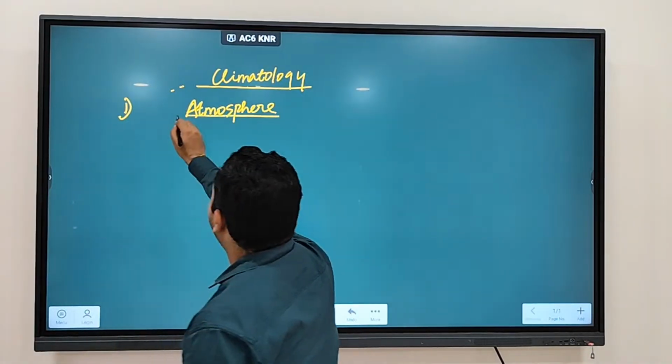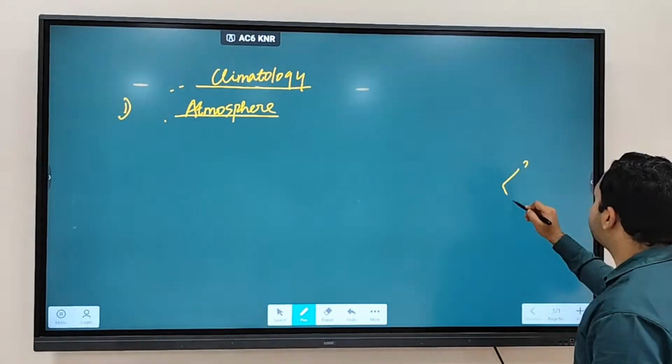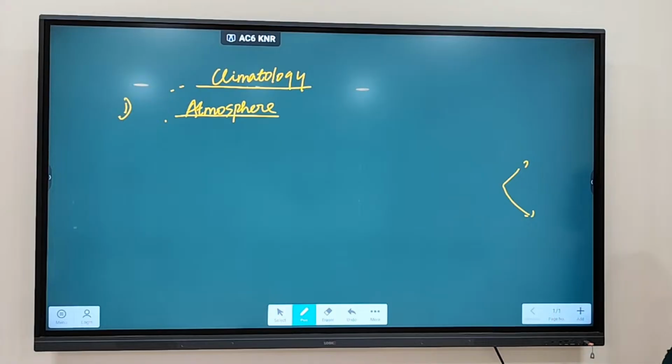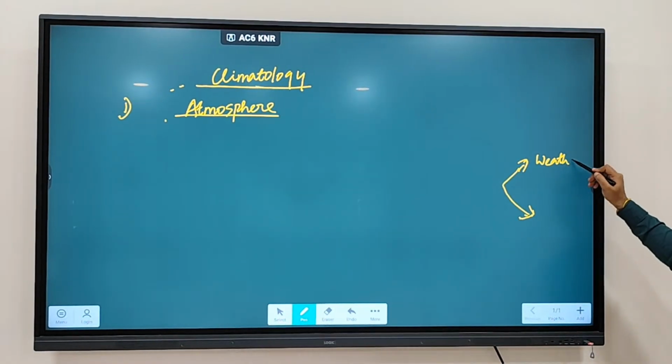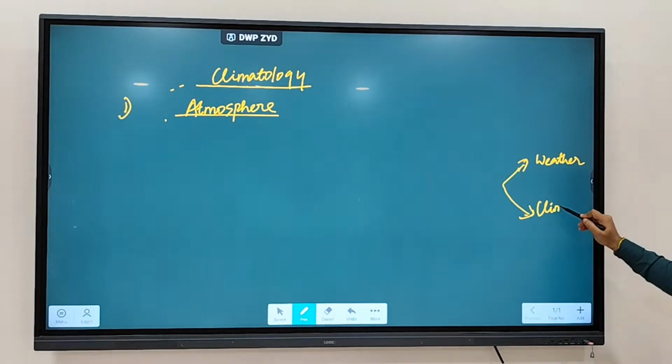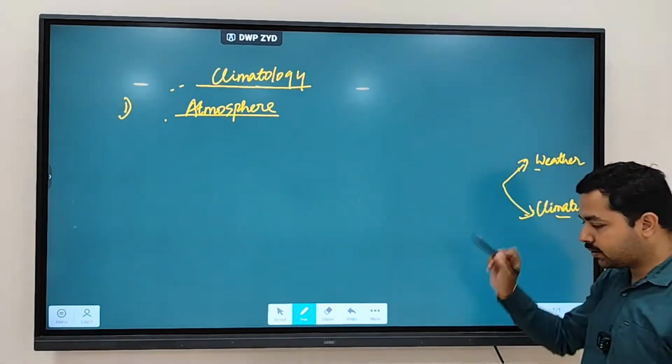Atmosphere. Fine. So basically what you have to keep in mind is there are two things: one is weather and another is climate. Already we have discussed once. What is the difference between weather and climate?